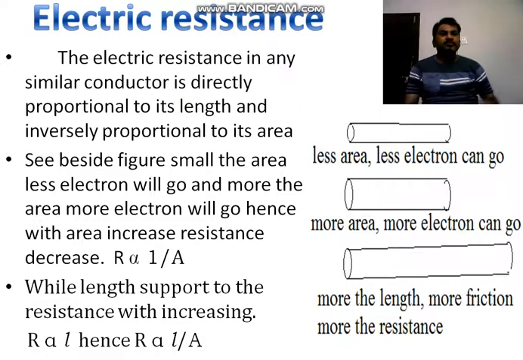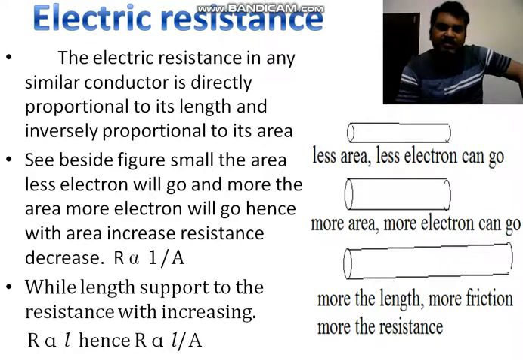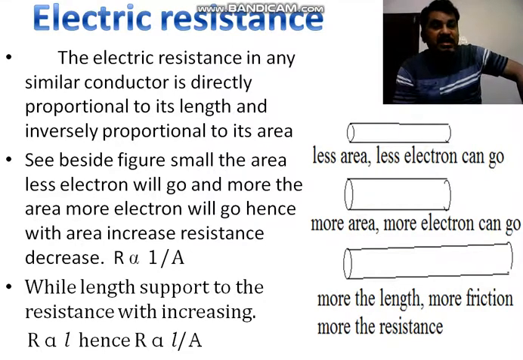Now, electric resistance. We have talked about conductivity. Now resistance. You know, the electric resistance of any uniform conductor is directly proportional to its length and inversely proportional to its area. See here it is given. Directly, we have started the topic. You know about resistance, that's why.